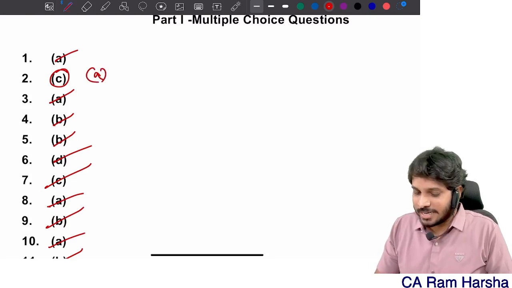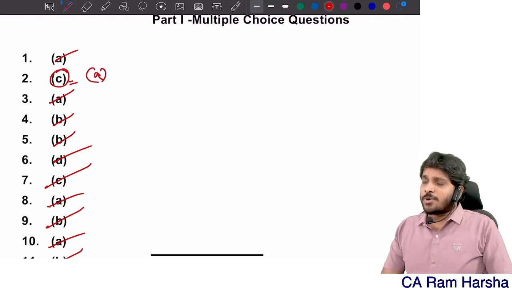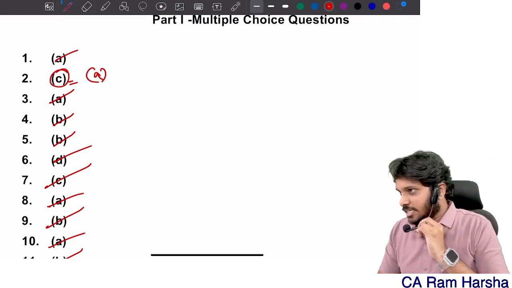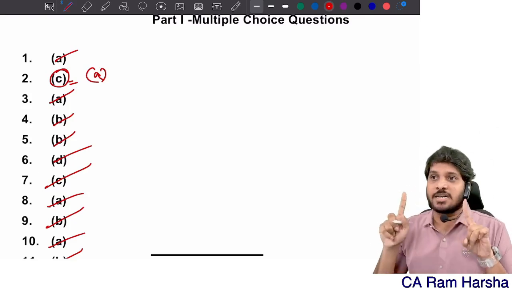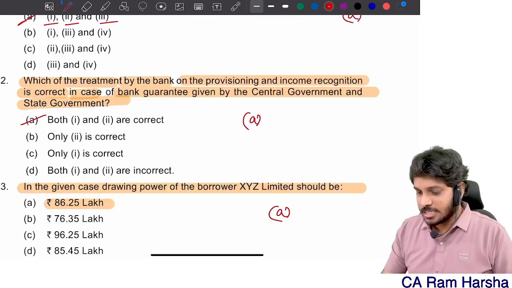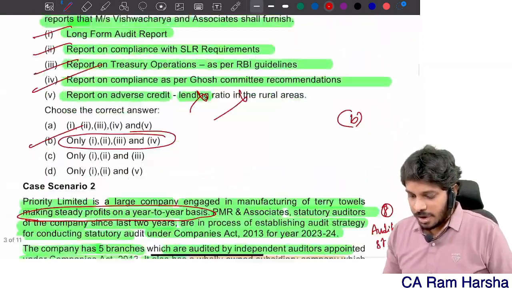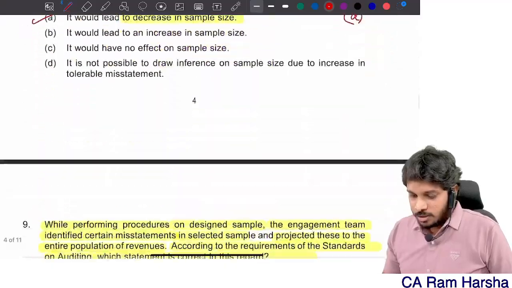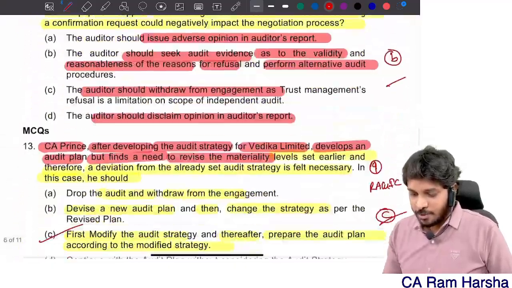Correct? Both are correct, technically speaking, but they gave C. Probably the question is wrong. That's it. And I told you my argument clearly there. That's it. Next. So with this, MTP 1 is over.